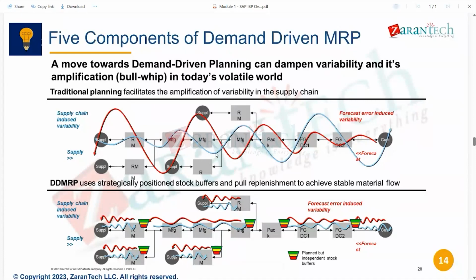It behaves in a cyclic way, and once the market gets the positive feedback that this material is no longer under shortage, the market actually corrects the demand, and you see that at the end of this cycle, the demand is coming down. So basically, DD-MRP is dampening the variability and the amplification, that is the bullwhip effect, in the volatile world.